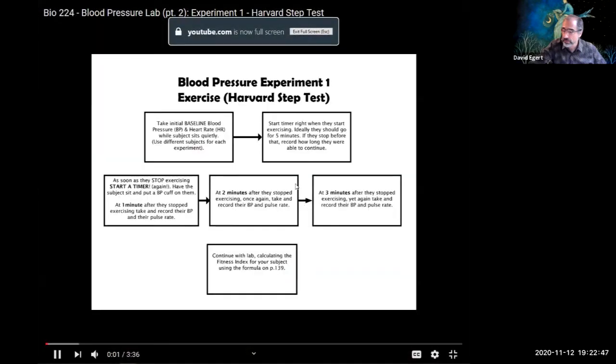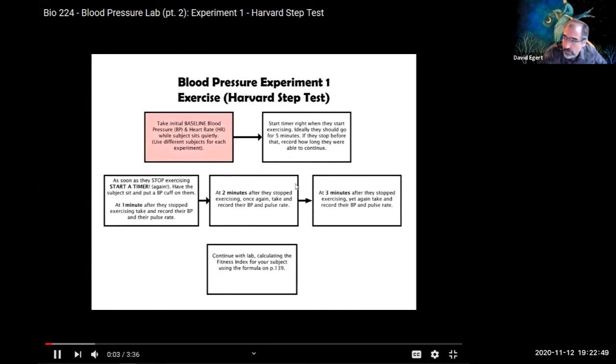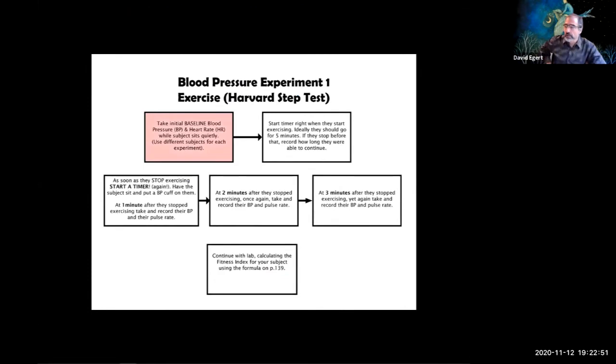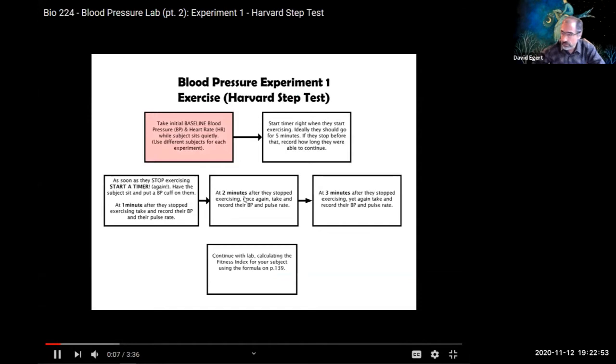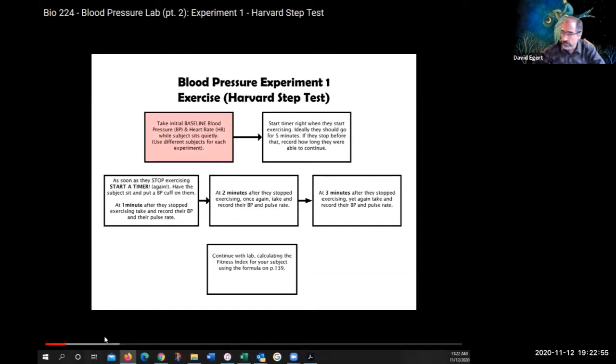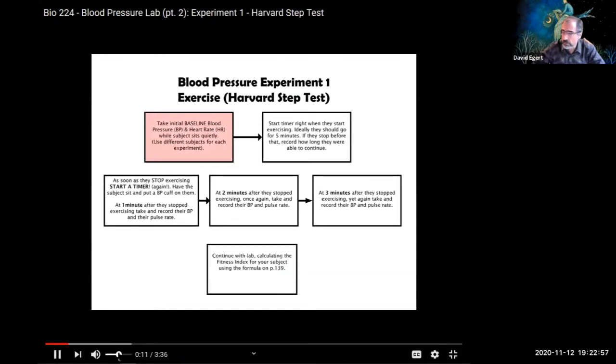All right, we're going to start with an overview of the exercise part of the blood pressure experiment, where you're going to take an initial baseline blood pressure and heart rate for your subject while they're sitting quietly. Then you'll start a timer, and they're going to do the Harvard step test, going up and down on the step for 5 minutes. As soon as they're done with those 5 minutes, you now start a new timer, and you have them sit down, and after 1 minute post-exercise, you'll take their blood pressure and heart rate.